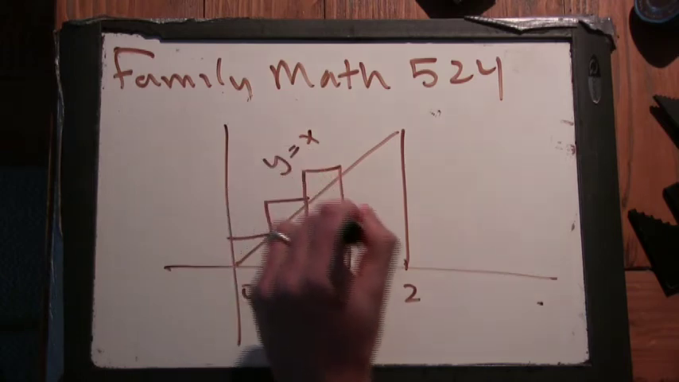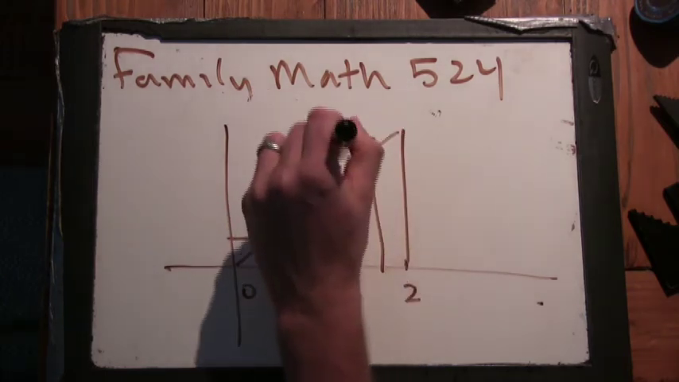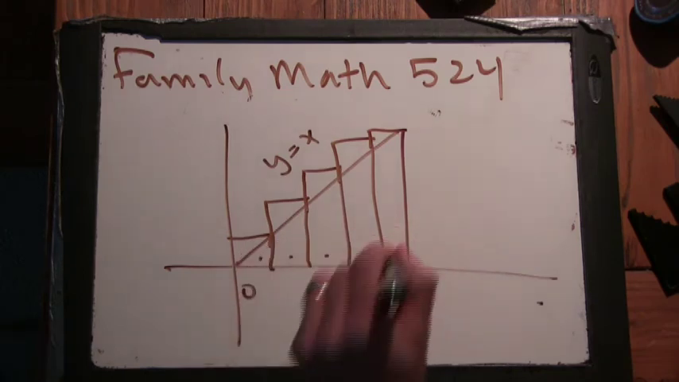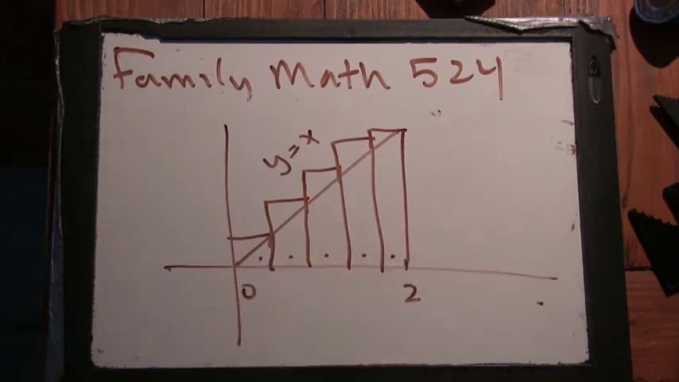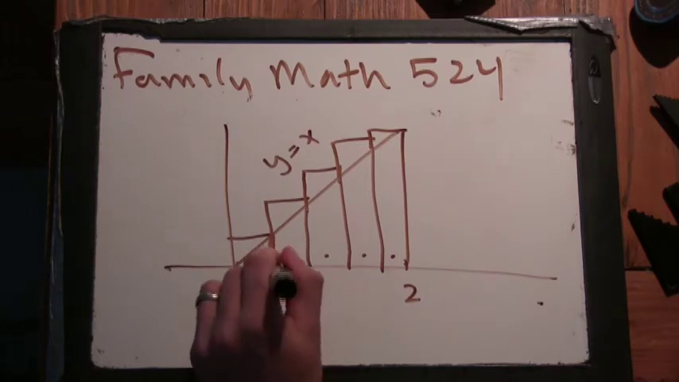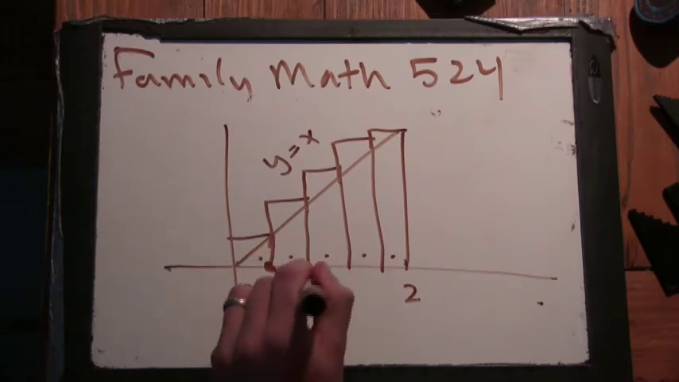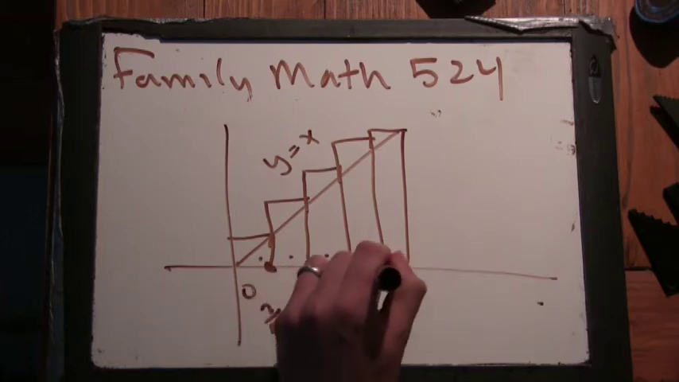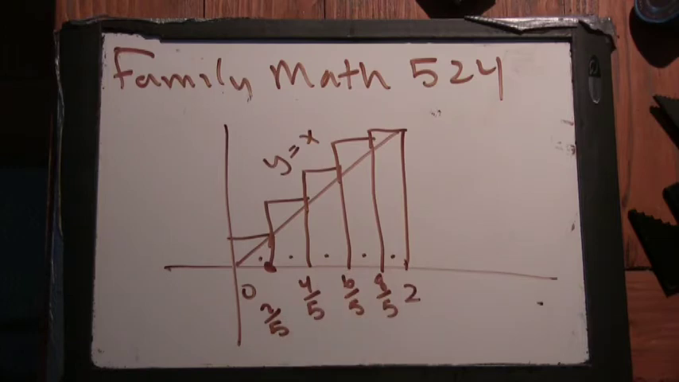For now, we're going to assume these rectangles all have the same width. Alright, so here I've got 1, 2, 3, 4, 5 rectangles. And so how wide are these rectangles? 2/5. Okay. So this is the point 2/5, this is the point 4/5, 6/5, 8/5, and then 10/5.